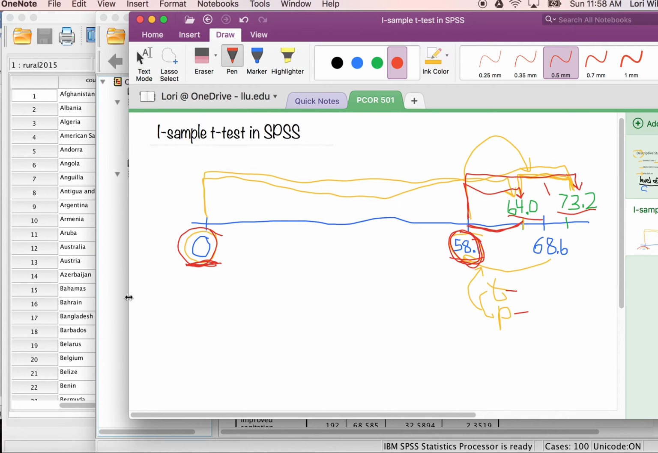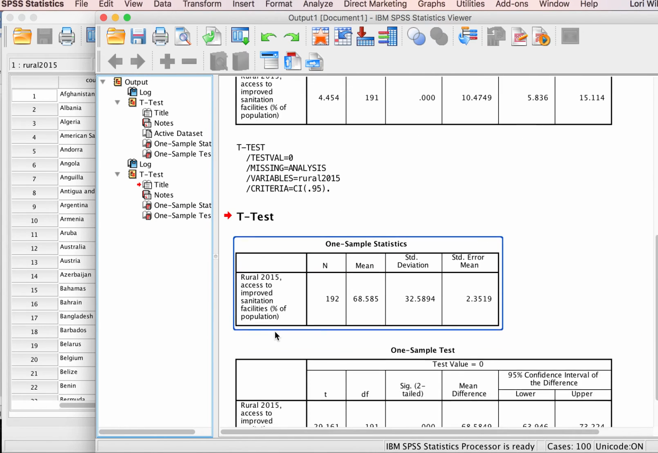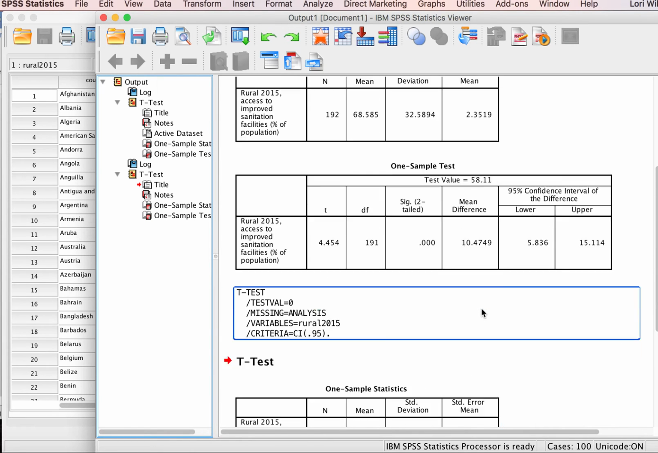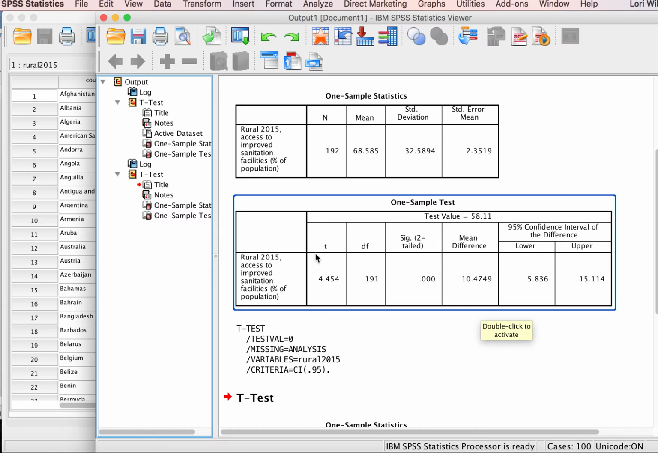So you need to be really, really careful to not use the t-value of 29 and this p-value here, which in this case ends up being exactly the same as the other one, or it appears to be, but don't use this t-value for the test value equal to 0 unless that's really what you're testing. You would need to go to the test value of 58.11 and get the t-value from this one.